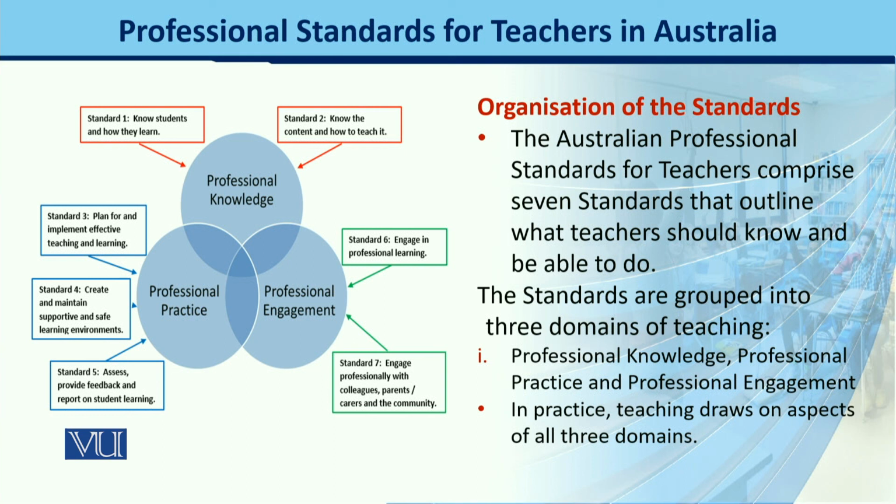For example, if we talk about standard number 1, that is know students and how they learn, the professional knowledge. The teacher should know who are his or her students and how they are learning. For example, I should know my students are very intelligent, my students are from different backgrounds, my students are from middle class, my students are poor, whatever.